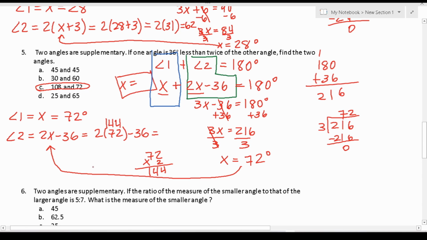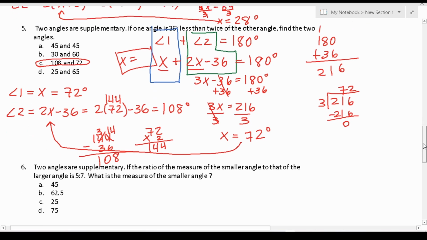So let's work that out if we need to. 4 minus 6 we can't do. We have to borrow. This becomes 3. This becomes 14. 14 minus 6 is 8. 3 minus 3 is 0. 1 minus nothing is 1. So we can see that this is 108 degrees. Okay? So that was that one. Let's move on to the next one.